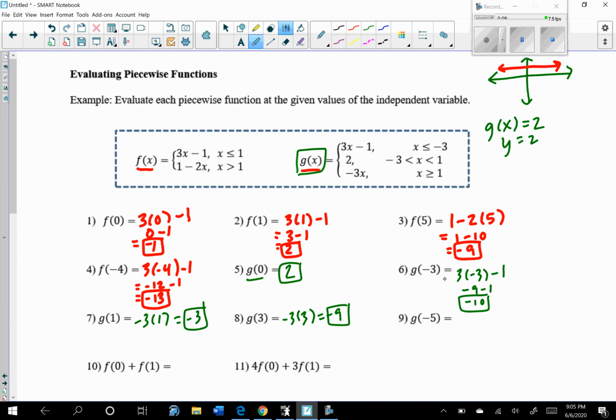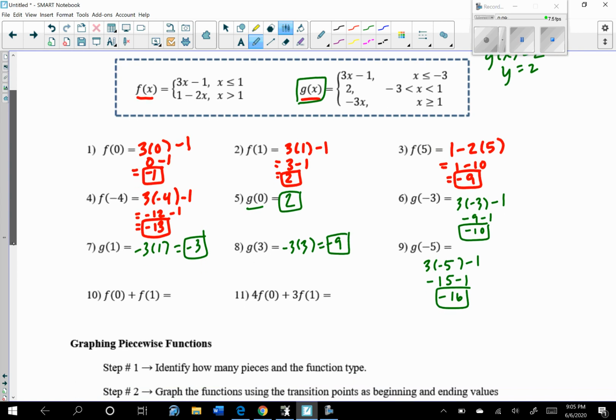Negative 5, in this case, would be using the top equation because it's less than negative 3. So in this case, we have 3 times negative 5 minus 1, which gives us negative 15 minus 1, which is negative 16.